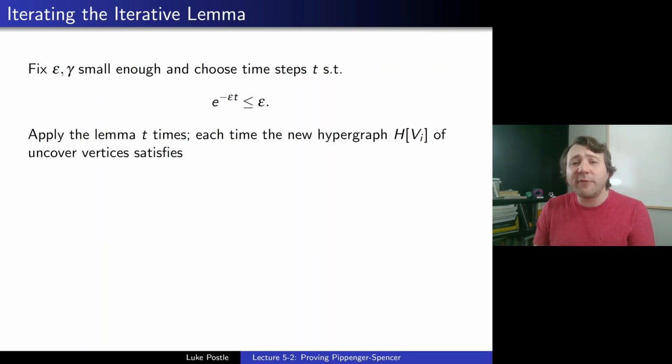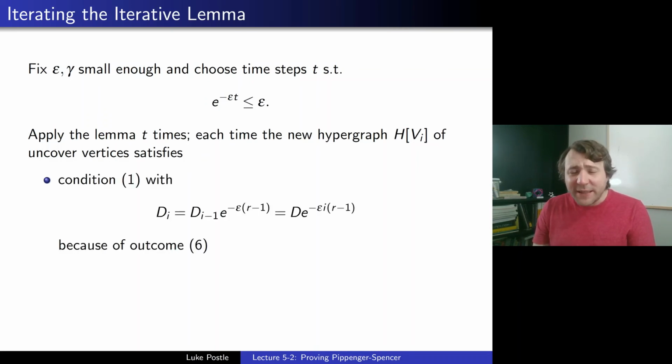Each time the new hypergraph H of V_i of uncovered vertices satisfies the following. It satisfies the conditions of our iterative lemma because it satisfies condition 1, but the degree is changed. It's gone down by this e to the minus epsilon (r minus 1) factor. So d_i will be d_{i minus 1} times e to the minus epsilon (r minus 1), which, if you do it repeatedly, we started with d, will be d times e to the minus epsilon i (r minus 1), and that's because of outcome 6 of our iterative lemma. So the condition was that you're roughly regular. That was an outcome that we just proved, this number 6.